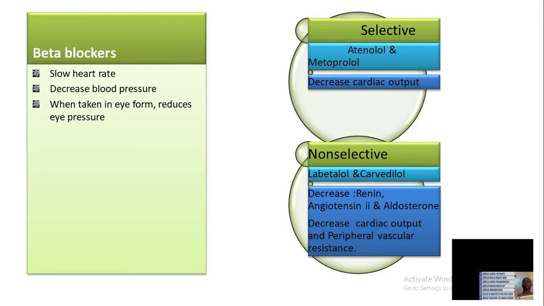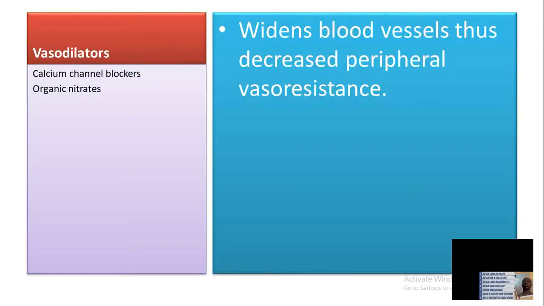Under beta blockers, we have two classes. We have selective and non-selective. Selective, we have atenolol and metoprolol, which decrease cardiac output. Non-selective, we have labetalol and carvedilol, among others. These act by decreasing renin, angiotensin 2, and aldosterone. On the other hand, they also decrease cardiac output and peripheral vascular resistance.